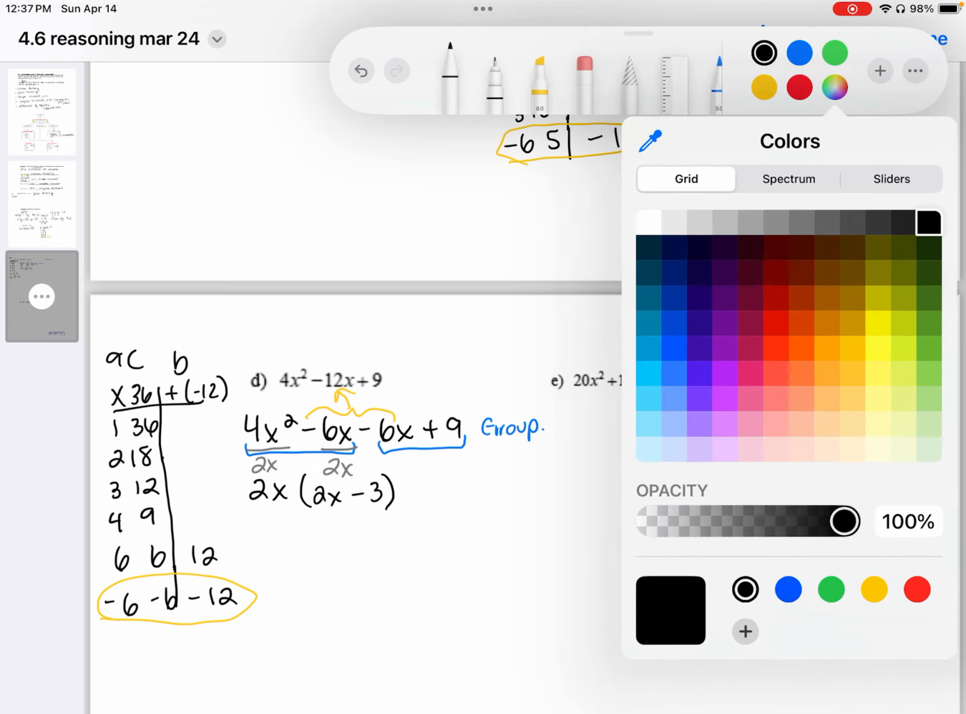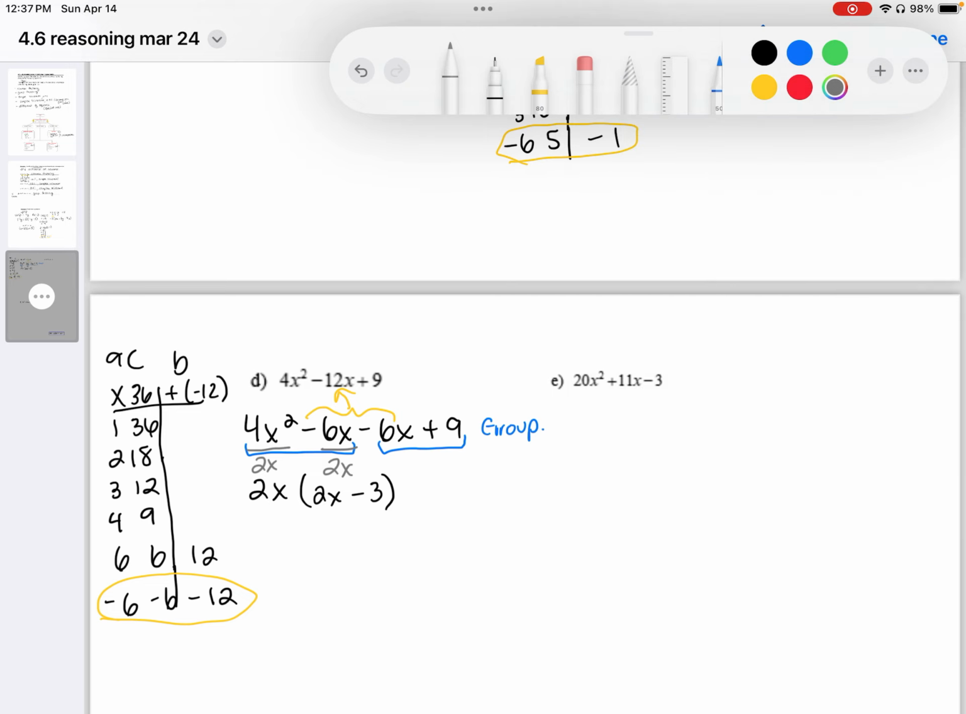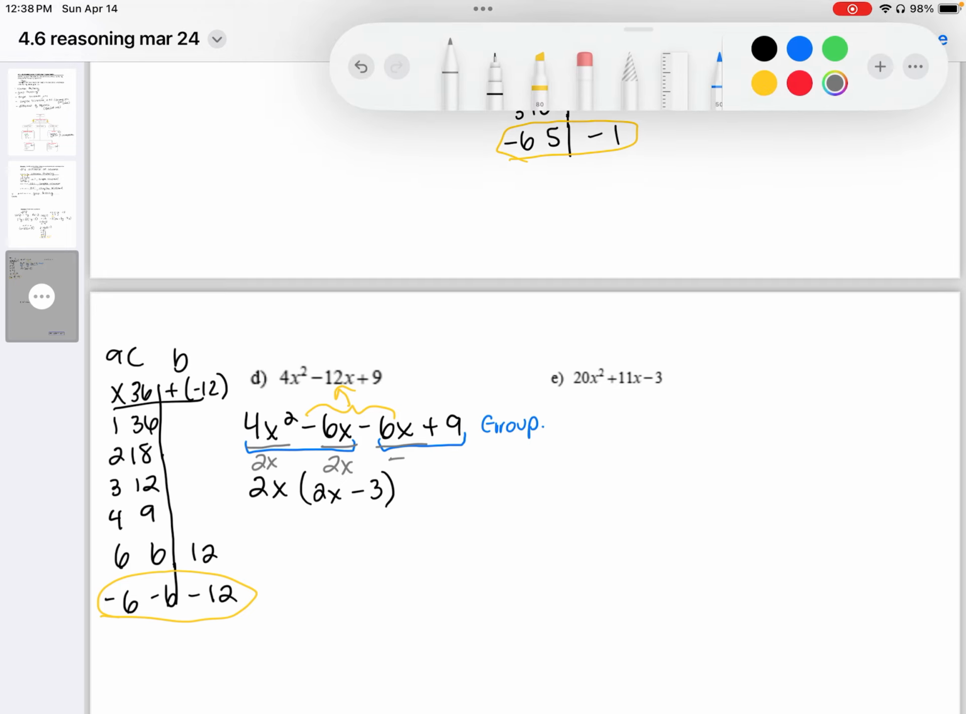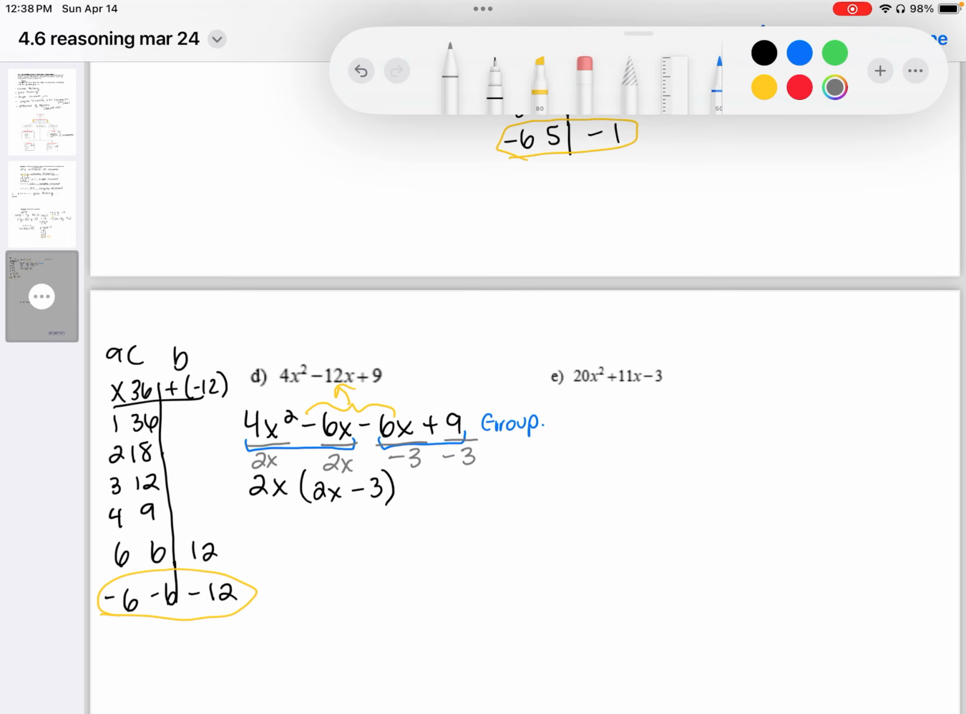So now you've got sort of the answer. You have to decide if that's going to work for you. So if I want to get positive 2x out of negative 6, I'm going to divide by negative 3. That is going to give me positive 2x as the remainder. And then if I divide 9 by negative 3, I'm going to get negative 3. So it's going to work out. So I'm going to put negative 3.